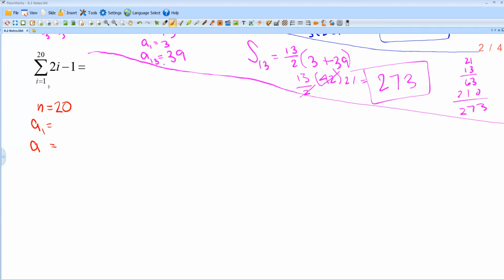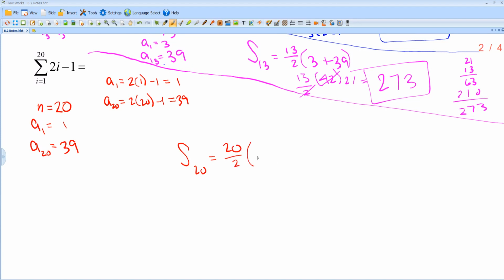All right, a sub 1. A sub 1 means the first term. So I'm substituting 1 into this. So I have a sub 1 is equal to 2 times, I'm replacing i with 1, minus 1, so this gives me 1. A sub 20, because I'm looking for the 20th term, means I'm substituting 20 in here. So 2 times 20 minus 1 is 39. Sum formula of 20 terms is equal to 20 over 2 times 1 plus 39. 20 over 2 is 10 times 40, so this is equal to 400.